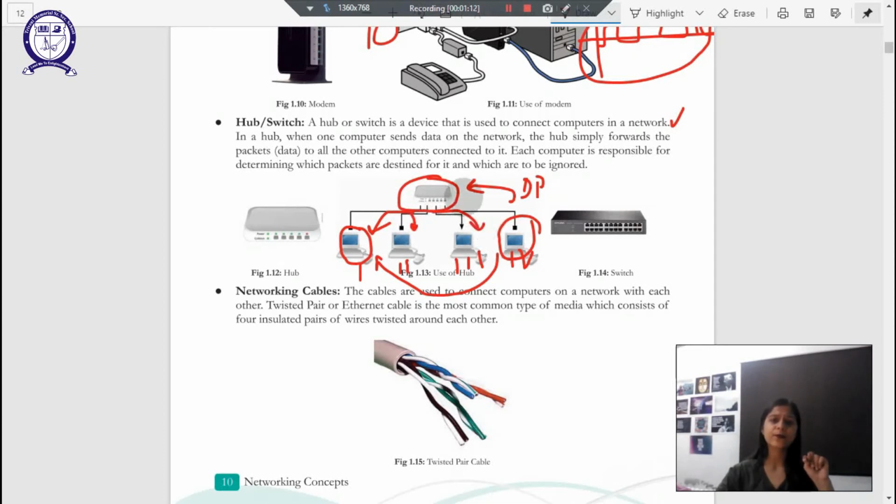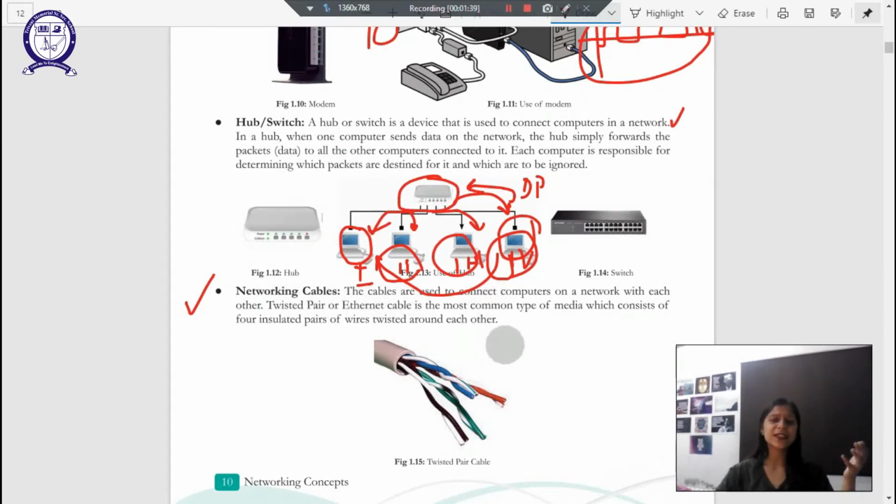Okay, so once the packet is sent, then 2, 3 and 4 can ignore it because it is not intended for them. Only the first node on the system will keep the packet, and each computer is responsible for determining which packets are destined for it and which are to be ignored. And then that's it. That's hub and switch.